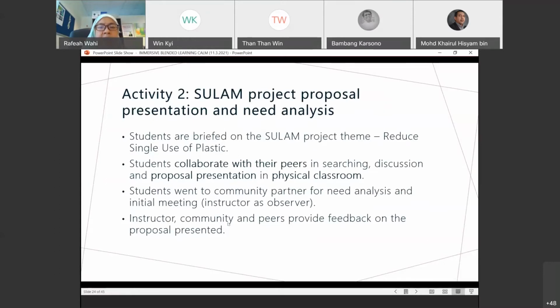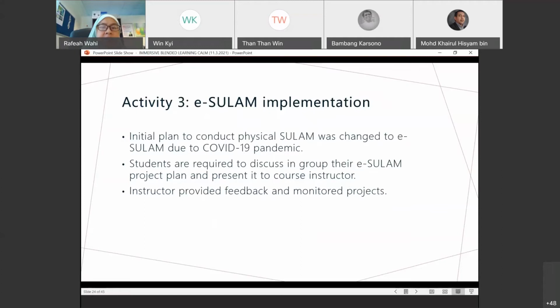Okay, so instructor, community, and peers provide feedback for the students. So they not only learn from the instructor, but also from their peers and also the community. Activity 3, e-SULAM implementation. So our initial plan was changed to e-SULAM, and students are required to discuss in group the e-SULAM project plan and present it to course instructor. So from this challenge, we take the opportunity to get our students to learn a backup plan on how they will conduct their project even though something happened.